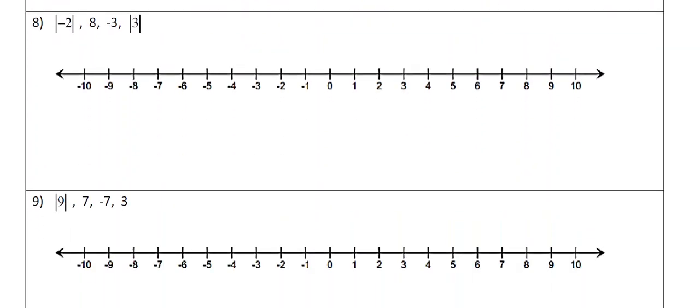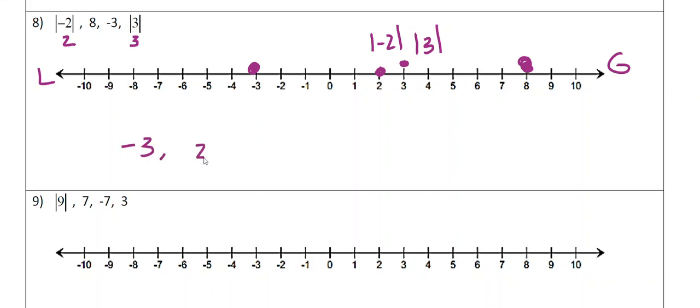Okay, let's look at number 8. I need to take those absolute values first, so that's going to be 2, and this one's going to be 3. Put them on the number line. I'm going to put 2 on here, but whenever I put 2 on here, I'm going to write it so I don't forget: absolute value of -2. Same thing for the 3. I'm going to write it as absolute value of 3. I have 8. And then I have -3. I'm still going least to greatest, so left is less, right is greater. So I have -3, 2, oh, absolute value, and then I have that 3, and then I have 8.